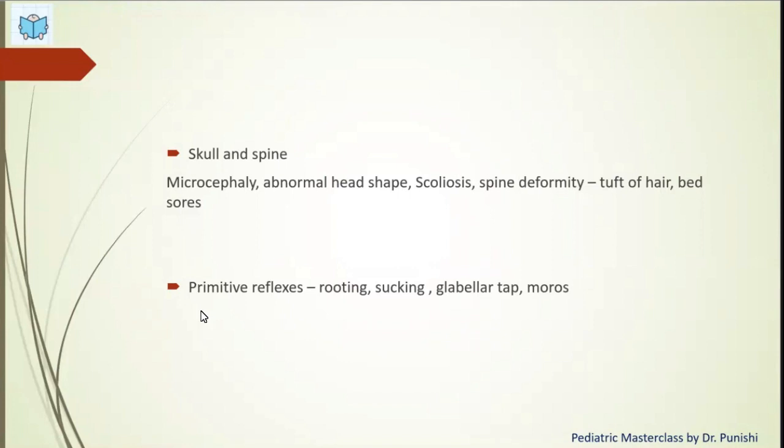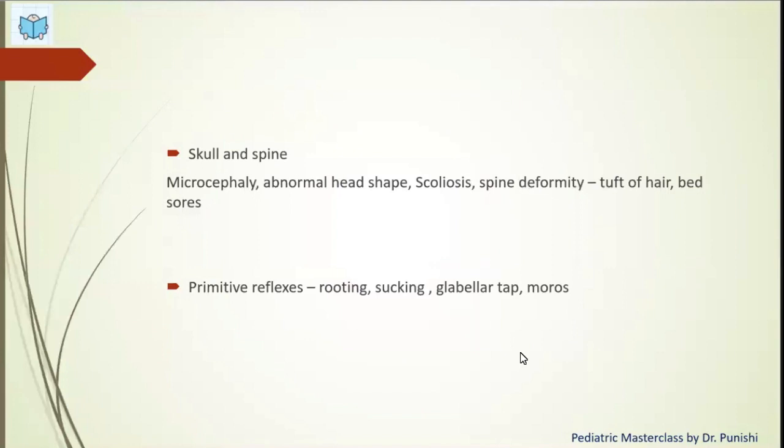So why do you have persistence of these reflexes? It can happen because of an inability to transition from the brainstem reflexes to more cortically controlled reflexes. So when you have this impaired transition, you might have persistence, which is again abnormal. So it's always good to look for primitive reflexes in a child who has CP.